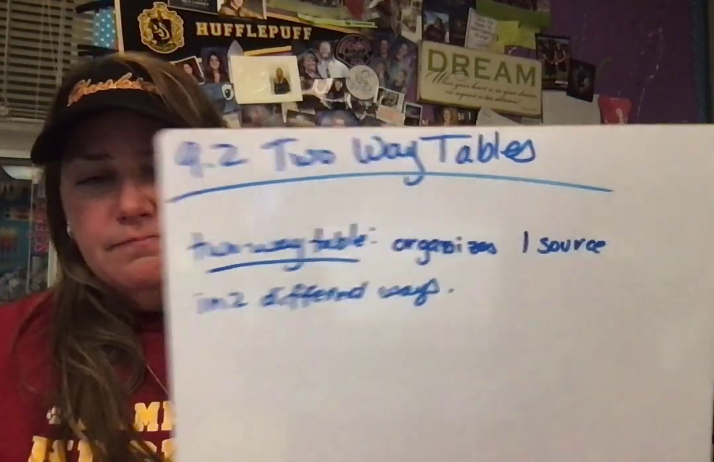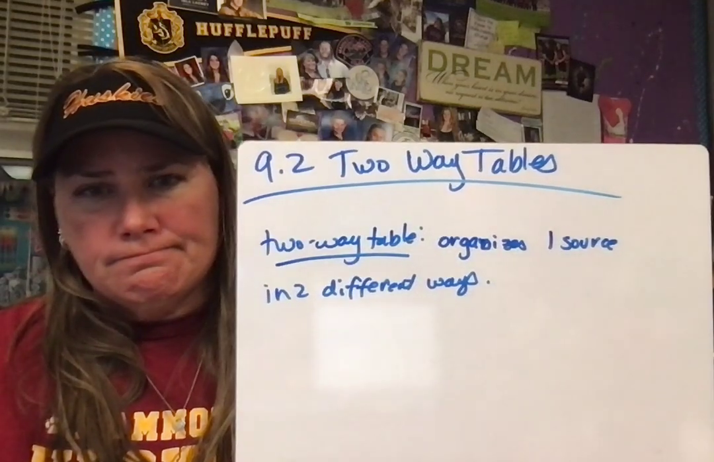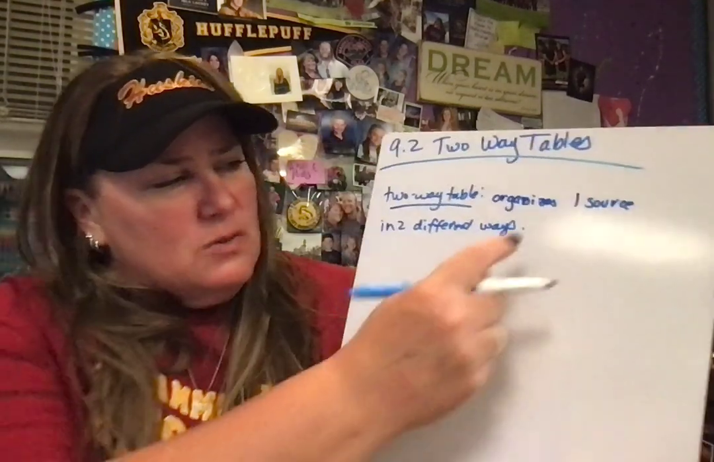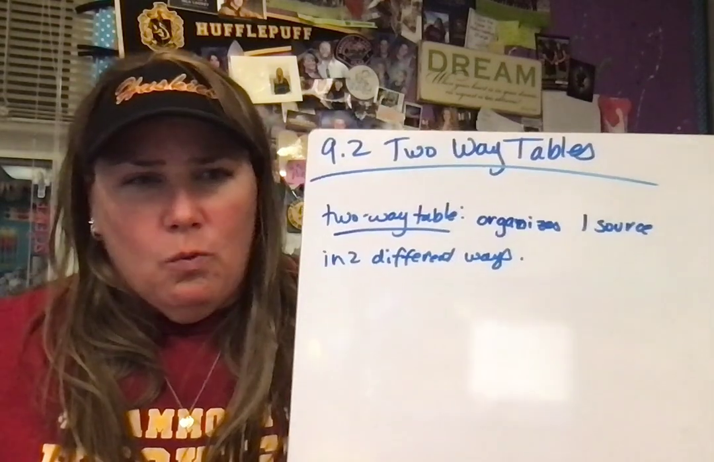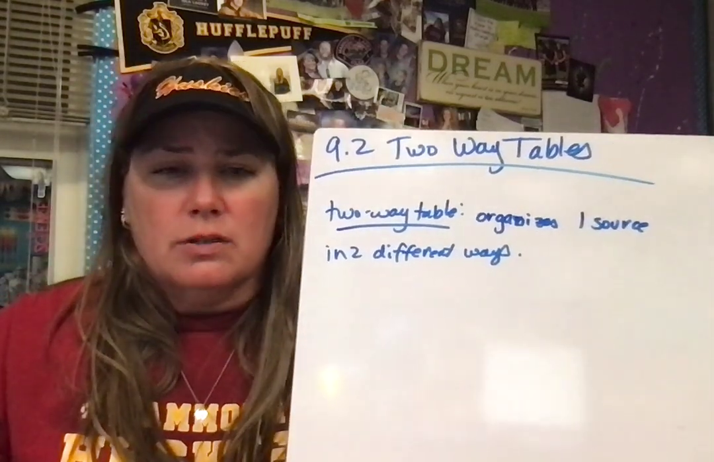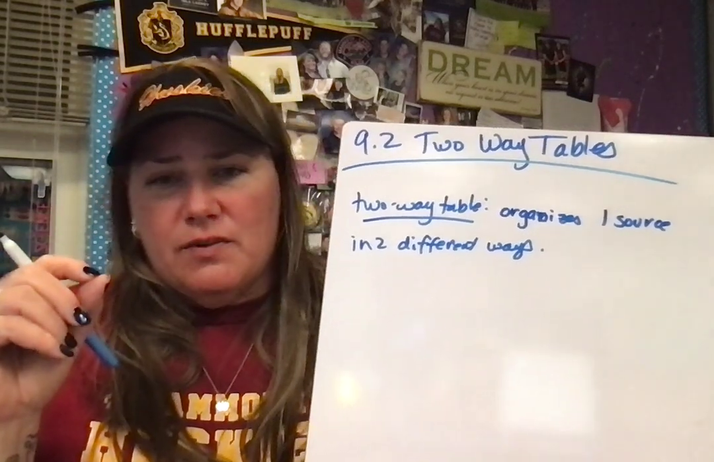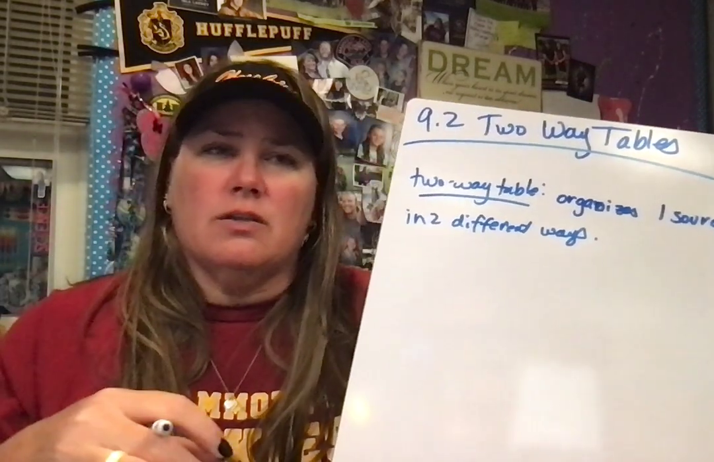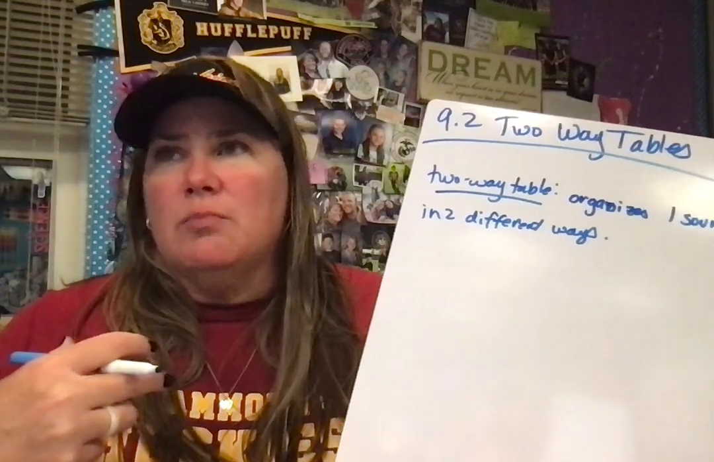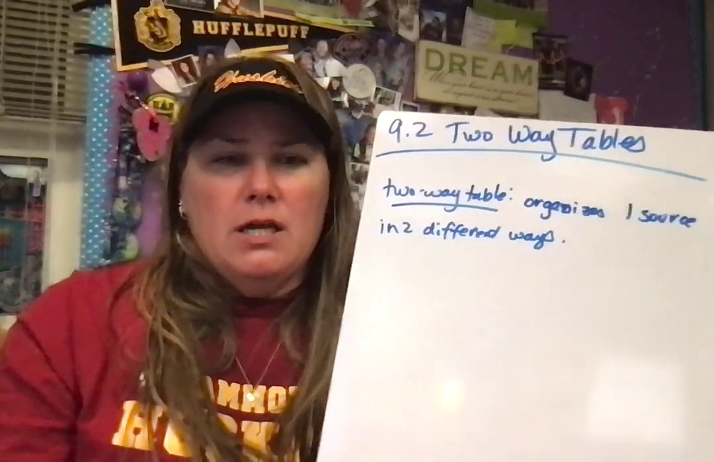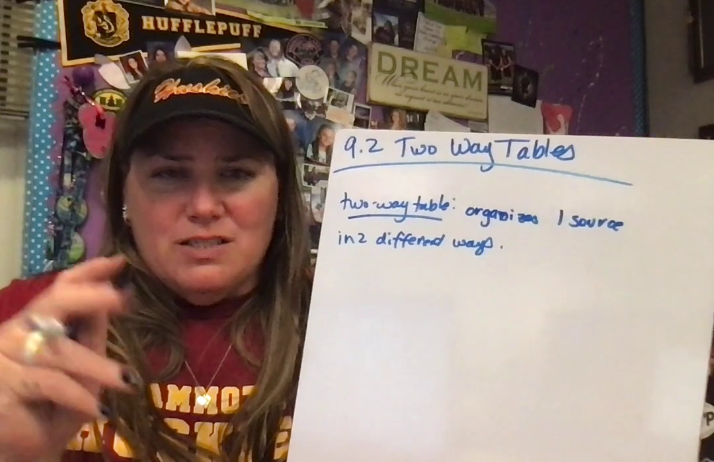It organizes one source in 2 different ways. Now remember, what it organizes is actually the data of it. That says organizes one source, which is the shoes, in 2 different ways. And so specifically, now you're talking about the number of size 10 shoes, the number of Vans you have, the number of flip-flops you have, that kind of thing. So 2 different ways, the data.